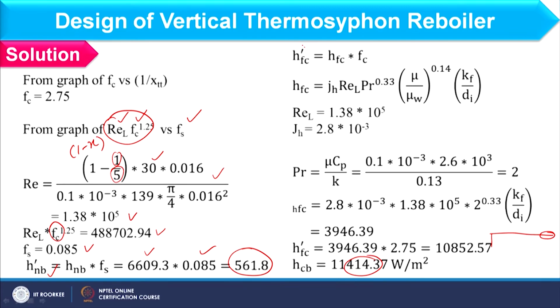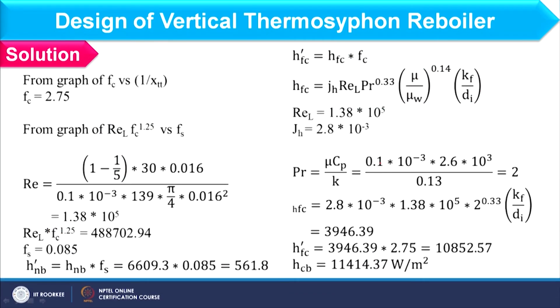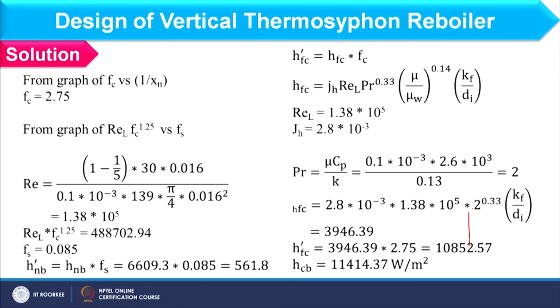And further we have to find out HFC dash, where Fc I have already calculated, and HFC we have to find out, which corresponds to the heat transfer coefficient of liquid at exit condition. This is the expression where I will neglect the viscosity correction factor, and the Reynolds number we have to find out, which I have already calculated as 1.38 into 10 to the power 5. For that value we can find out JH from this graph. It is 1.38 into 10 to the power 5, so somewhere it will lie here. You can see the value of JH as 2.8 into 10 to the power minus 3, right.